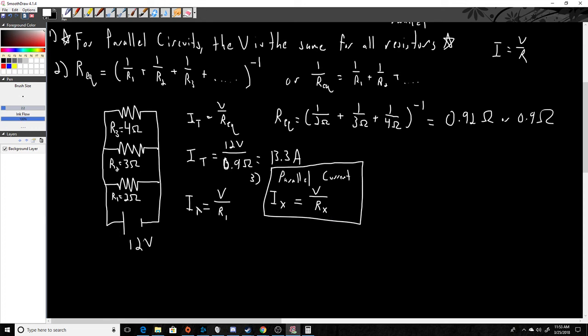All right, so let's actually figure out what's the current going through these things. I'm going to work over here. So if I want to know the current going through resistor 1, it's just voltage over resistance 1. If I want to know the current going through number 2, voltage over resistance 2. Current going through 3, voltage over resistance 3, right? I'm repeating it 3 times because I've got 3 resistors. Luckily, all of the resistors have 12 volts.